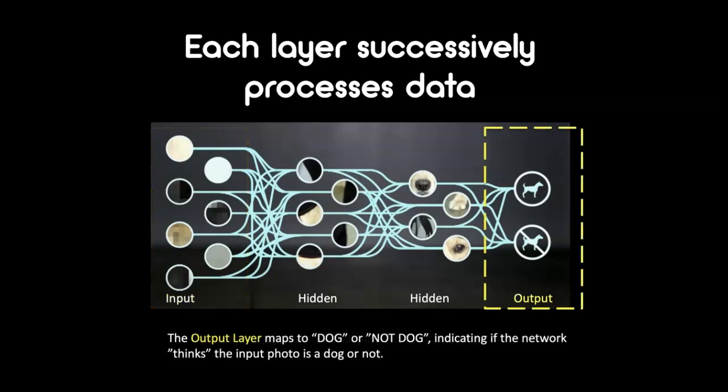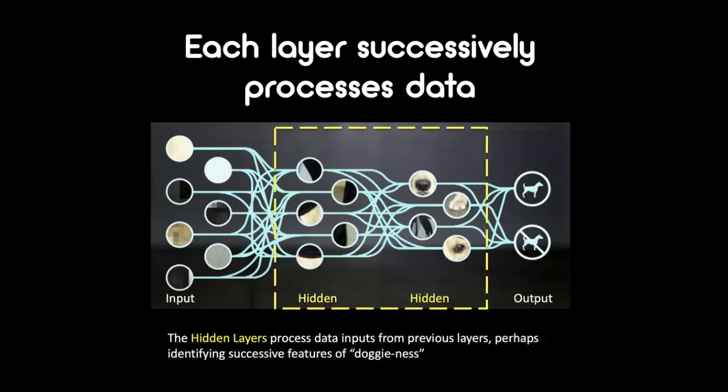Next, we can define the output layer of the network representing the answer to the dog question. Either yes, the image in the photo is a dog, or no, it's not. Finally, there will be a series of hidden layers that process the input data in successive steps to help the network determine if it is looking at a dog or not.